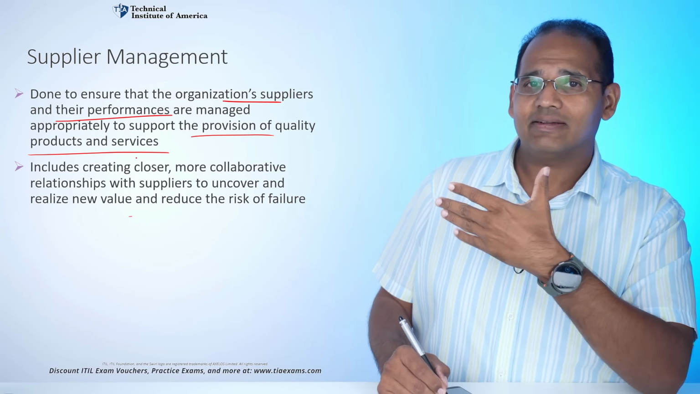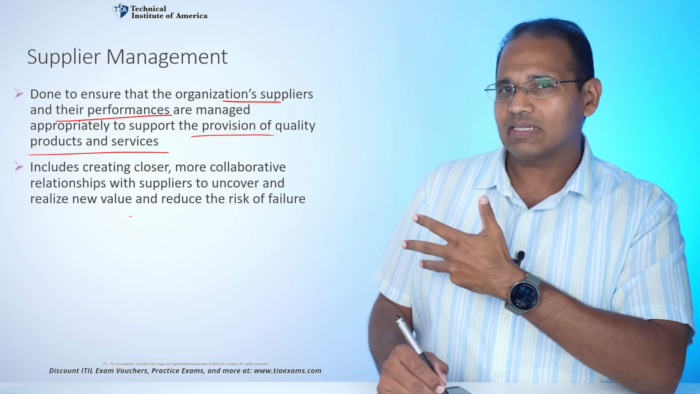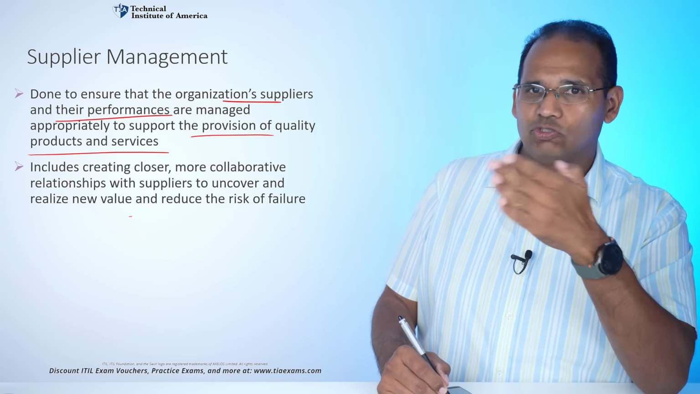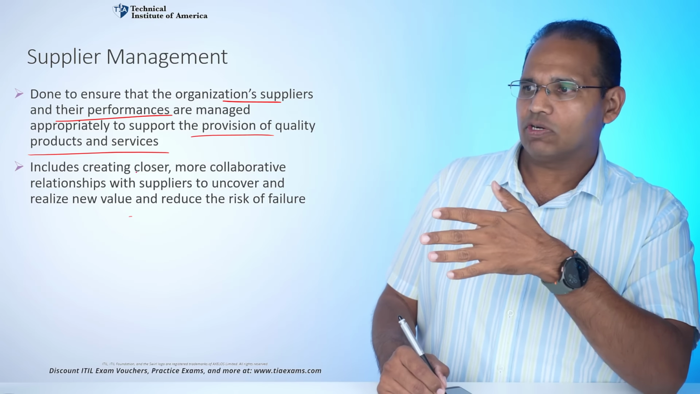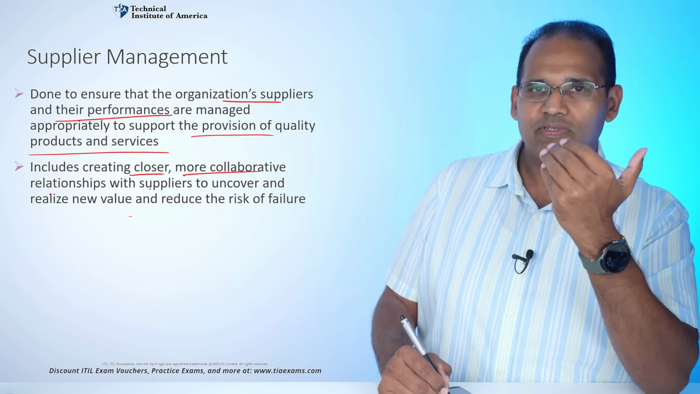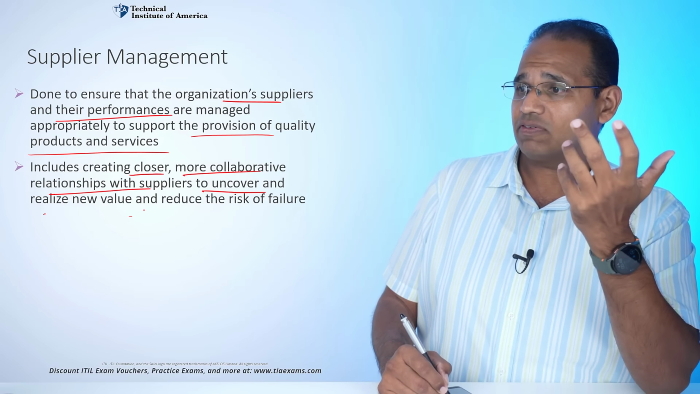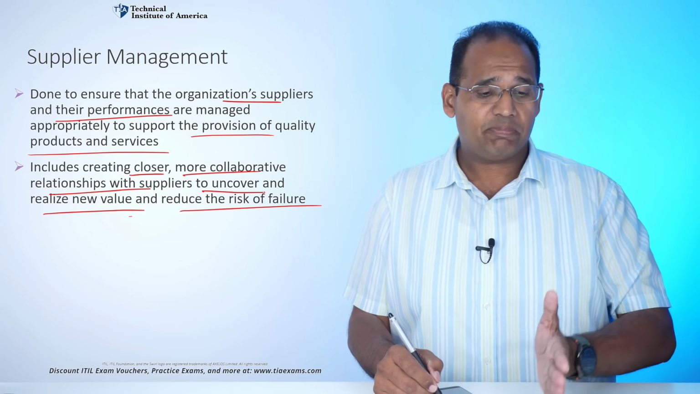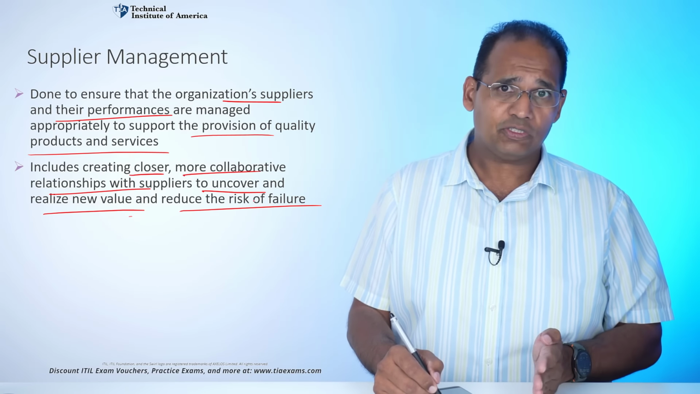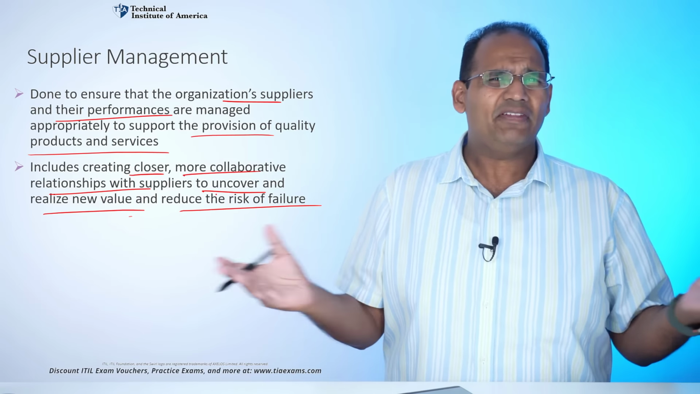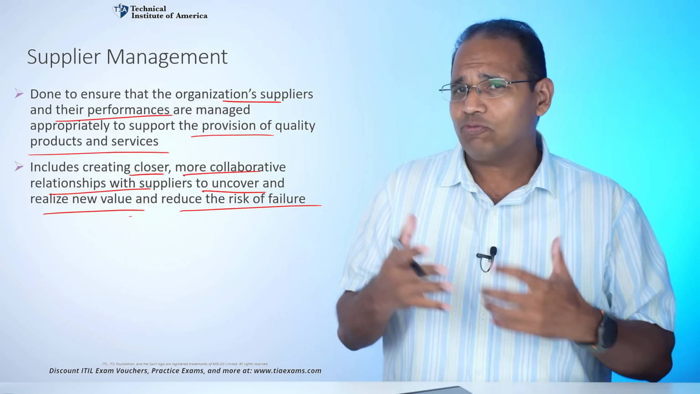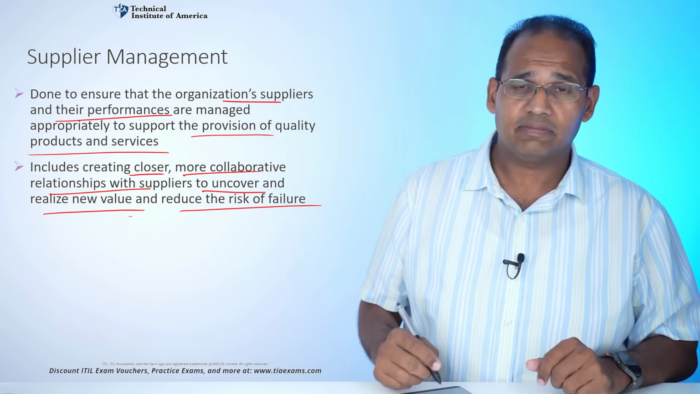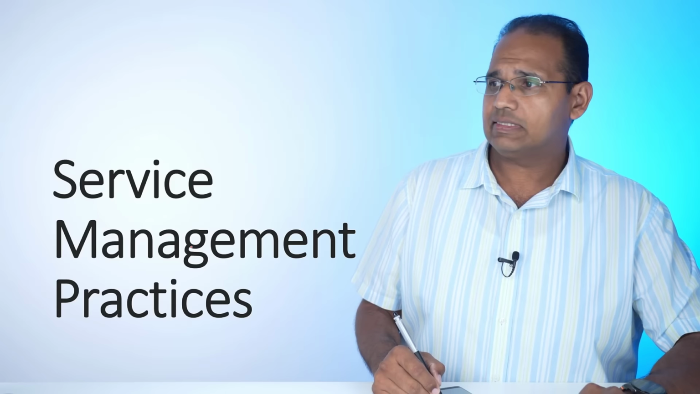If we don't manage our AWS correctly, if we don't manage our Google accounts correctly, you best bet our quality will drop significantly. We want to create a closer, more collaborative relationship with suppliers to uncover and realize new value and reduce the risk of failure. Sometimes there may be products and services offered by vendors right now that we don't even know exist. If we do know they exist, we can improve our quality. So that's important. All right, moving on here.